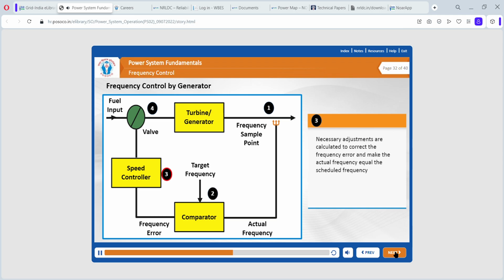The speed controller calculates the necessary adjustments to correct the frequency error and make the actual frequency equal the scheduled frequency. Finally, the speed controller adjusts a valve position to allow more or less working fluid, such as steam, water, gas, etc., into the generator.